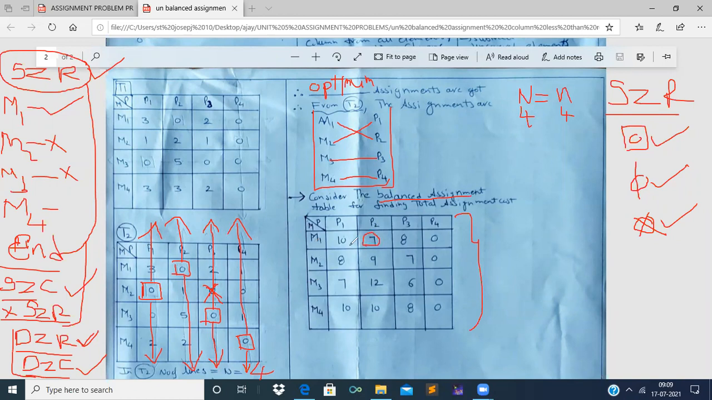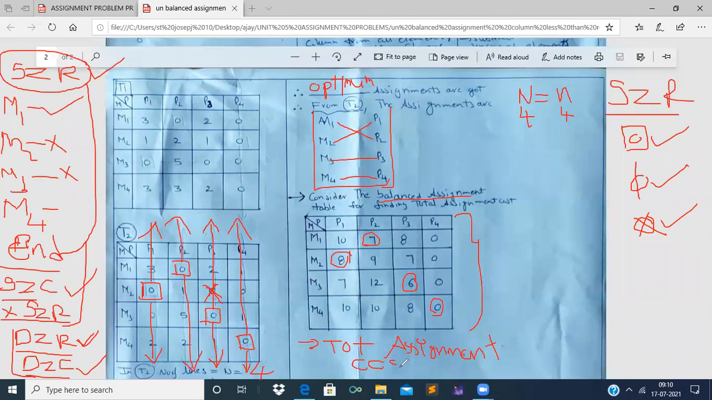And for machine M2, it is P1, right? We have to put this 8 in a box, right? For machine M3, person P3 is assigned, right? For machine M4, the person P4 is assigned, right? Therefore, now we have to write the total assignment cost, the total assignment cost, right?